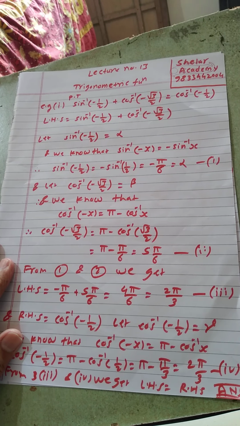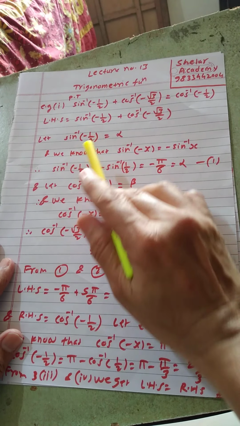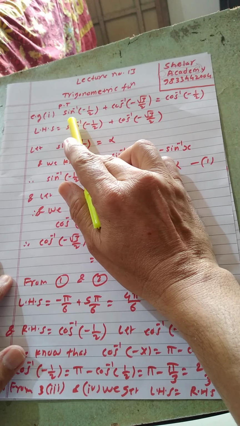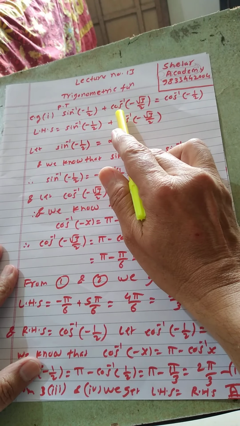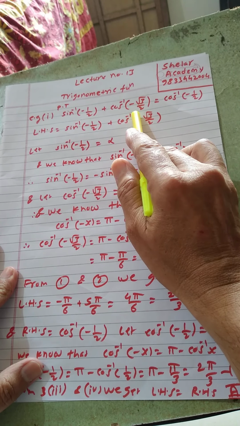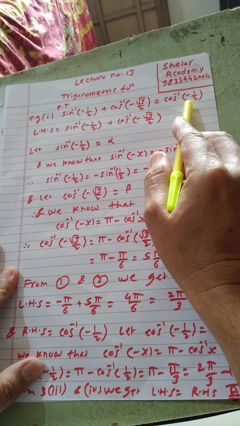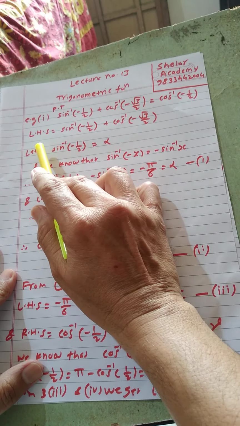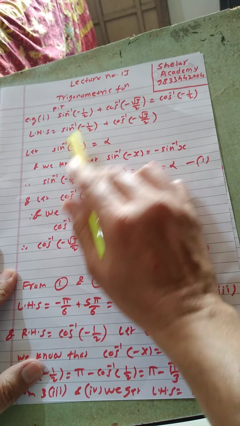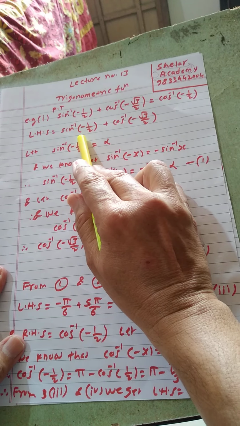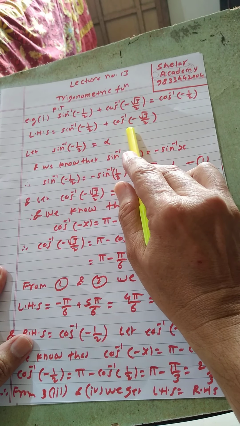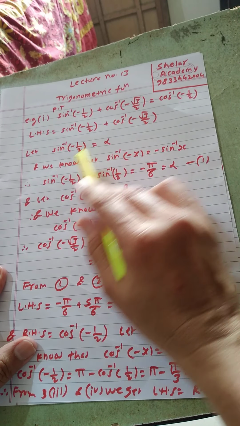Students, now in this lecture we are going to consider two important problems for the inverse trigonometric function. First question is, prove that sin inverse of minus 1 by 2 plus cos inverse of minus root 3 by 2 is equal to cos inverse of minus 1 by 2. We are starting from the LHS because two terms are there. LHS is equal to sin inverse of minus 1 by 2 plus cos inverse of minus root 3 by 2.